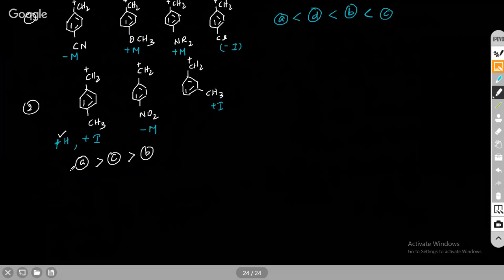See, whenever you have two similar electronic effects, plus M, minus M, whatever it is, then you should know which one dominates over the other. This comparison you should know. I have given this order also. NR2 shows more plus M. Understood? Second one, you understood? See, whenever you have an sp3 hybridized alpha carbon present at ortho and para position, hyperconjugation is possible, right? So the dominating factor is hyperconjugation.